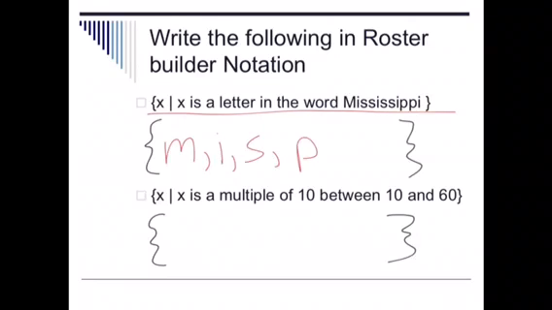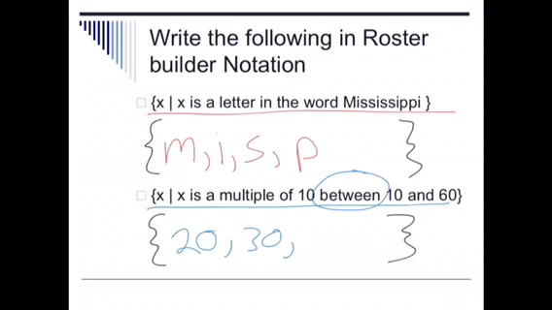Looking at our second set, we have X such that X is a multiple of 10 between 10 and 60. So the word between here is very important because it means that we're not including 10 and 60. So we have only 20, 30, 40, and 50.